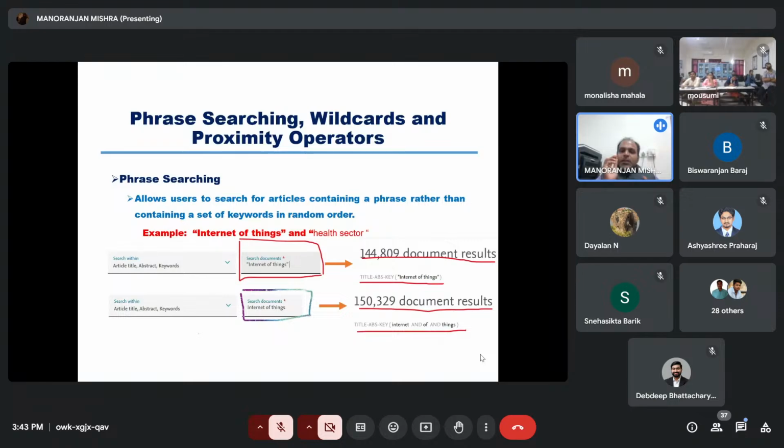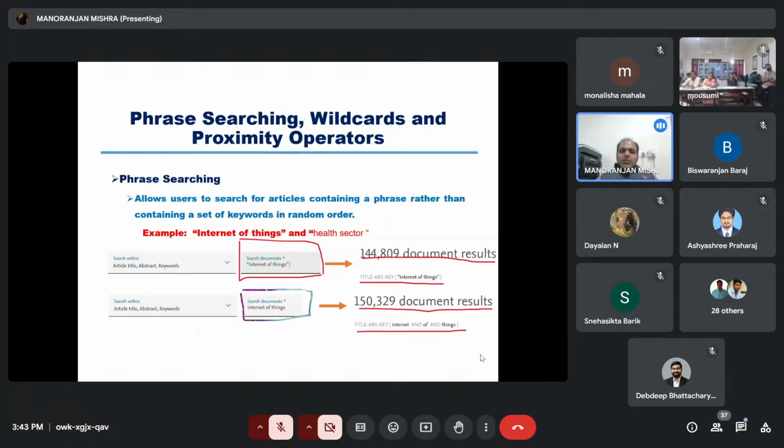That is called wildcard kind of things. When we go for Internet of Things without quotes, any article which has internet will be captured, and things will be captured. It is not a single phrase; they are different words and will be taken separately. That is the only difference. You find more articles, 150,329 documents. So when I say Internet of Things, it means internet and of and things; that is how the search engine will be reading it. Then you can see here, this is called phrase searching. This is how phrase searching is done.